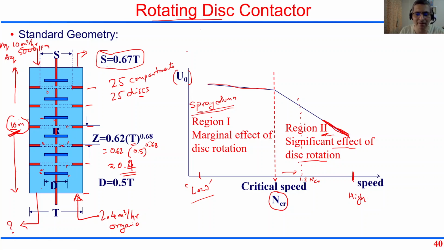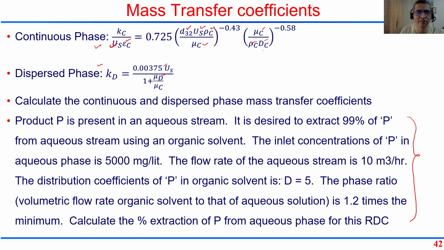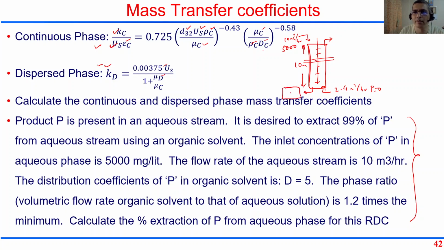But again, if I neglect the axial mixing, if I make the assumption that it is plug flow, what we will do is, this is our RDC. 10 meter cube per hour of aqueous is coming in. 2.4 meter cube per hour of organic is coming in. This aqueous entry is 5000. This is 0. Now again, if I take a differential balance, the mass transfer coefficients I know and the height I know is 10 meters. I can calculate what would be the outlet concentration, right?